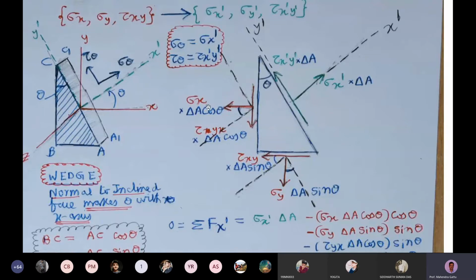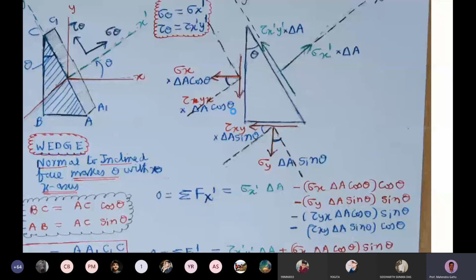So the force will be sigma x times the area of that vertical face, which is delta A cos theta, and the shear component is tau yx, and the force associated with it will be tau yx delta A cos theta. So there is one normal component and one shear component, so there are two forces associated with those two components. Similarly, for the bottom face, we have sigma y, and the force associated is sigma y delta A sin theta, and we have the shear component, the force is tau xy delta A sin theta. Okay. Now we have shown the 6 forces. In total there are 6 forces, so 2 forces for each face.